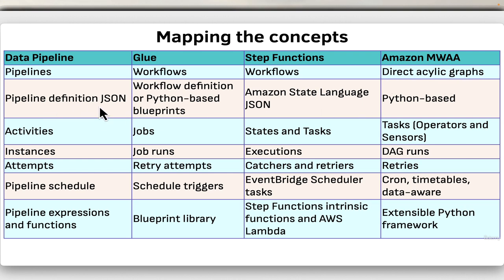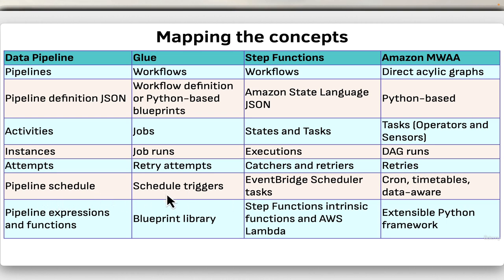Second, pipeline definition JSON. So you will use something called JSON. For Glue, you will use workflow definitions or Python-based blueprints. For Step Functions, you will use Amazon States Language, a JSON language. And this one is Apache Airflow, so it's Python based. Then activities, we call activities. Here we call jobs. Here we call states and tasks, and here it's called operators and sensors, which are tasks. So instances, it's known as job runs, but here we call executions and DAG runs. Attempts, we have retry attempts, catches and retries, and Apache Airflow retries.